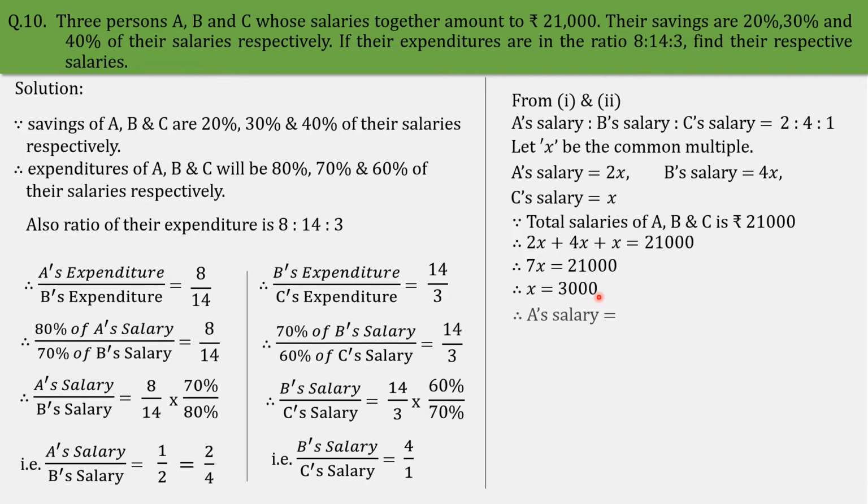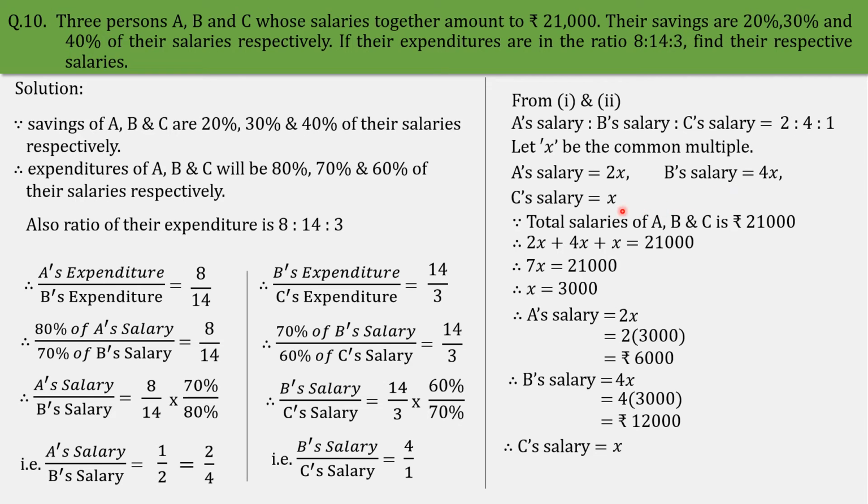And finally A's salary will be 2x, which will be 2 into 3,000, the value of x, which is rupees 6,000. And similarly, B's salary is 4x, which is 4 into 3000, that will be rupees 12,000. And finally, C's salary is x, which is rupees 3000. And hence, A's salary is rupees 6,000, B's salary is rupees 12,000, and C's salary is rupees 3000.